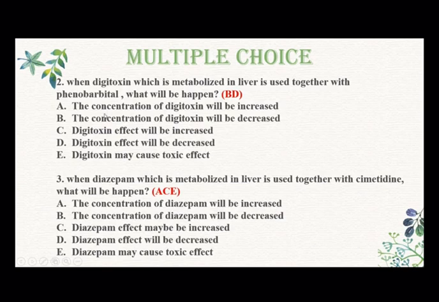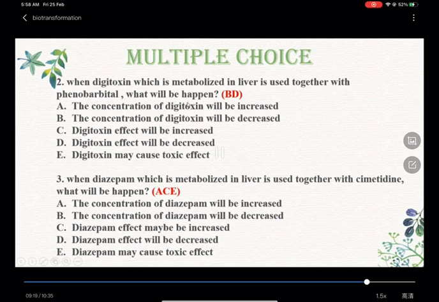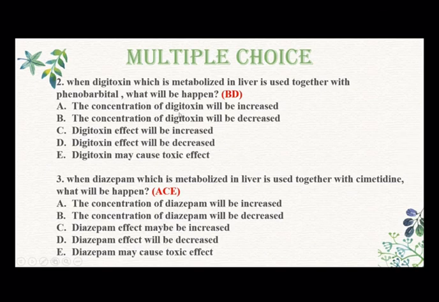2. When digitoxin, which is metabolized in the liver, is used together with phenobarbital, what will happen? A. The concentration of digitoxin will be increased. B. The concentration of digitoxin will be decreased. C. Digitoxin effect will be increased. D. Digitoxin effect will be decreased. E. Digitoxin can cause toxic effect. The answer is B, D, because phenobarbital is an enzyme inducer.